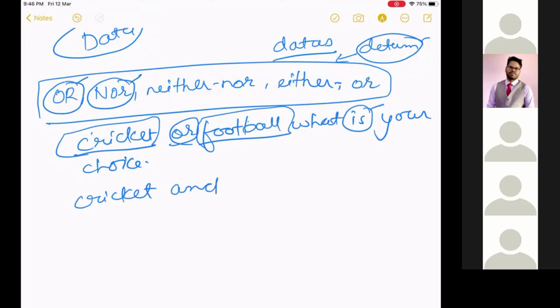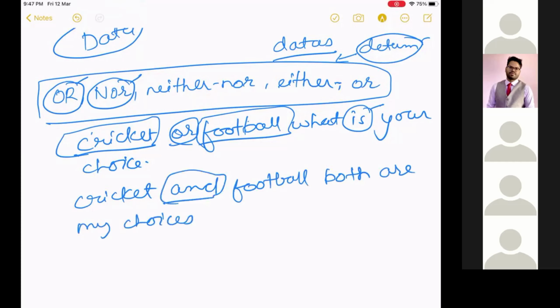Let's say I told you cricket or football, what is your choice? So you answered cricket and football. Both are my choices. So now here you are using and. It basically refers that you are talking about both the elements present here, so you will use are. So or refers to a single element, that's why we use is. And refers to both the elements, that's why we use are. Is it clear now?